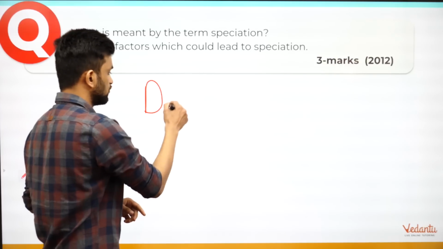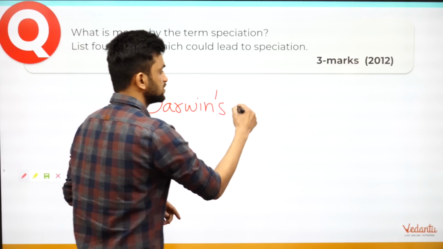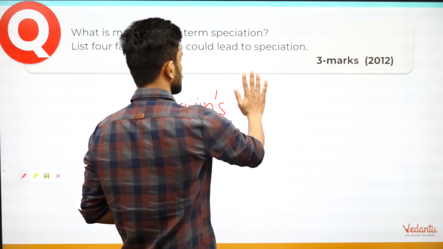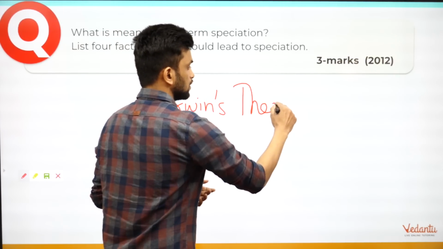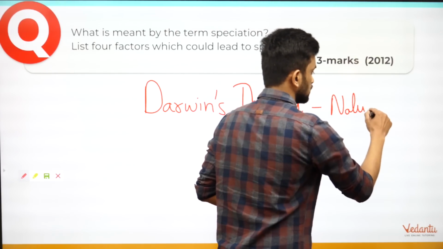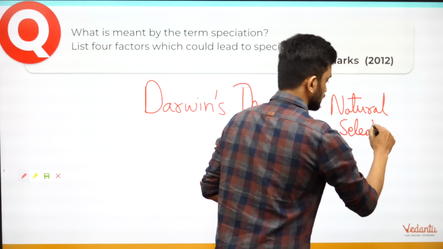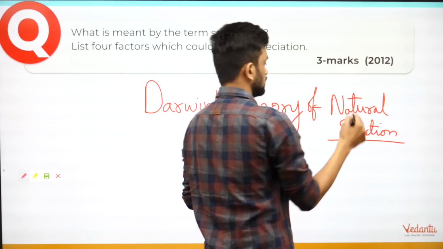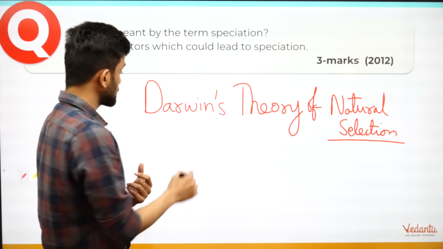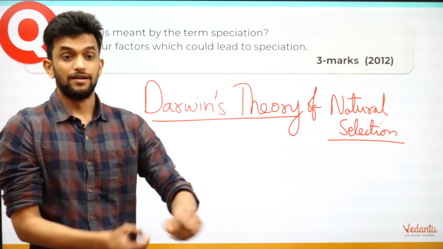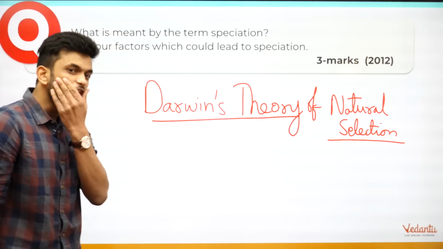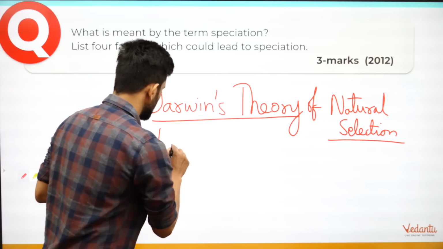The next theory, you would be very aware of. Darwin's theory, also known as Darwin's theory of natural selection. Can you tell me what Darwin said? I'll tell you. It is a very good theory, widely accepted. What did he say?